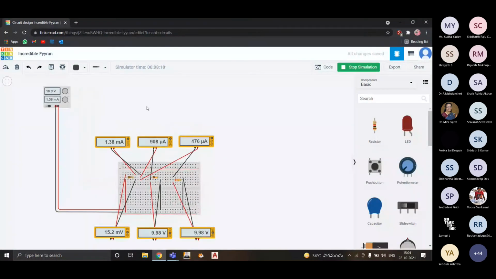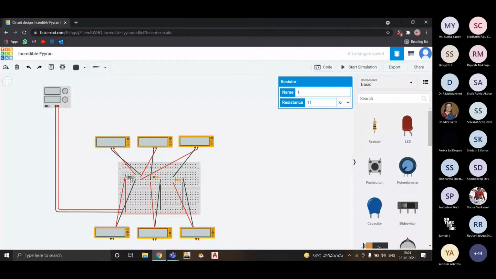Oh, you're getting some different values. Let me check your connections. You can stop simulation. Just click stop simulation. Let me check. Have you changed the values of the resistors? I don't think so. This is 11 ohms, okay. The second one, 11 kilo ohms. It is not 11 kilo ohms, no?